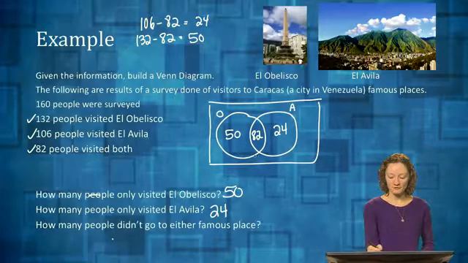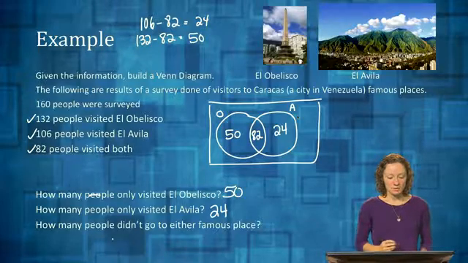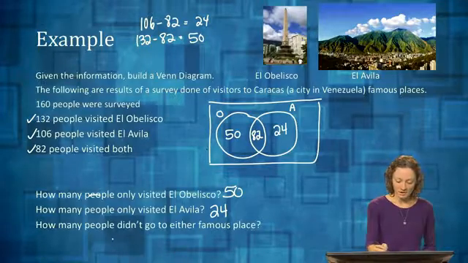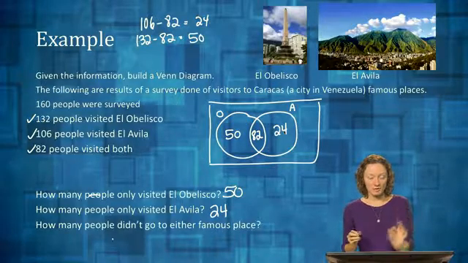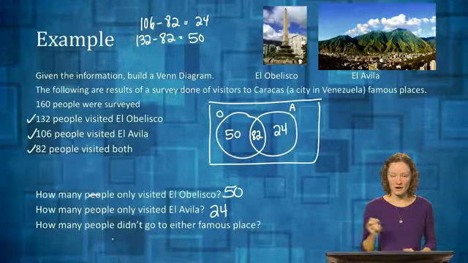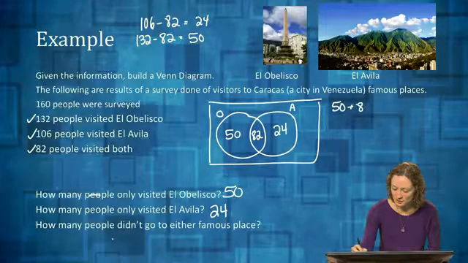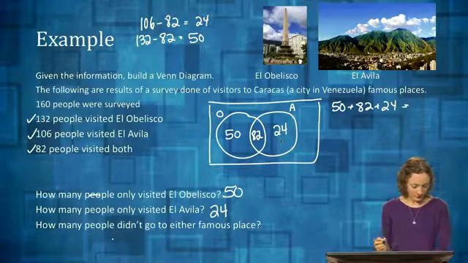The last question is how many people didn't go to either famous place? We still don't have that filled in on our picture, but we have one more piece of information to use. We know that 160 people were surveyed total. So there have to be 160 people inside this rectangle. Well, some chunks are already taken up. Those people have already been accounted for. So how do you think we figure out who goes on the outside? Again, subtract. We can add up the 50 and the 82 and the 24 to know how many are already accounted for.